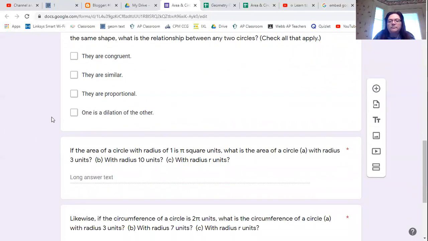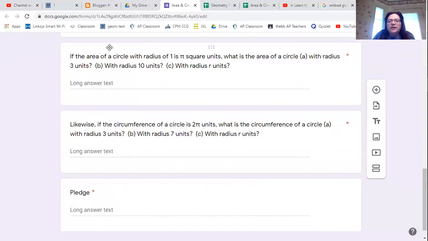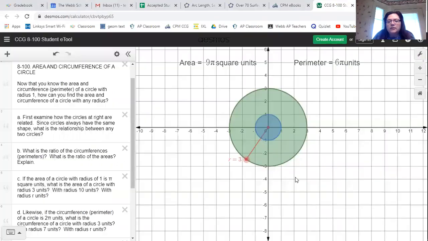Definitely more than one. Okay, so if the area of the circle with radius 1 is pi square units, what's the area of a circle with radius 3 units? Well, we could go back to Desmos and check this out. If we go back to Desmos, and radius 3, the area is 9 pi square units. Now, how do we know it's 9?